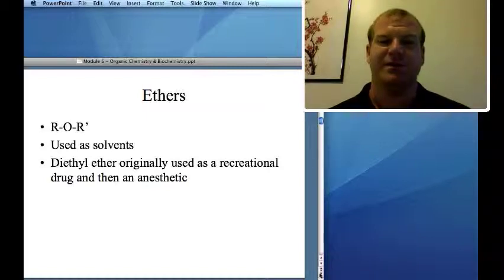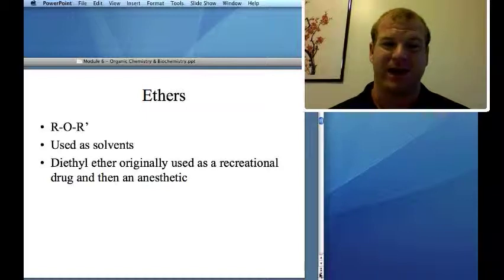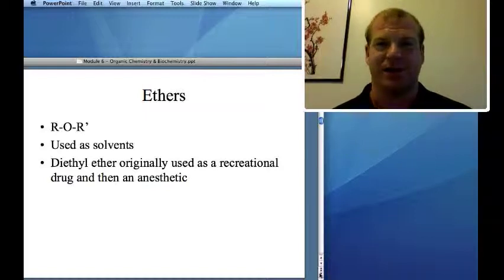So it was used as an anesthetic, but we don't use it as an anesthetic anymore. But we still use diethyl ether and other ethers as solvents. For instance, some of them are in nail polish. So when the ether leaves, then the nail polish can polymerize.